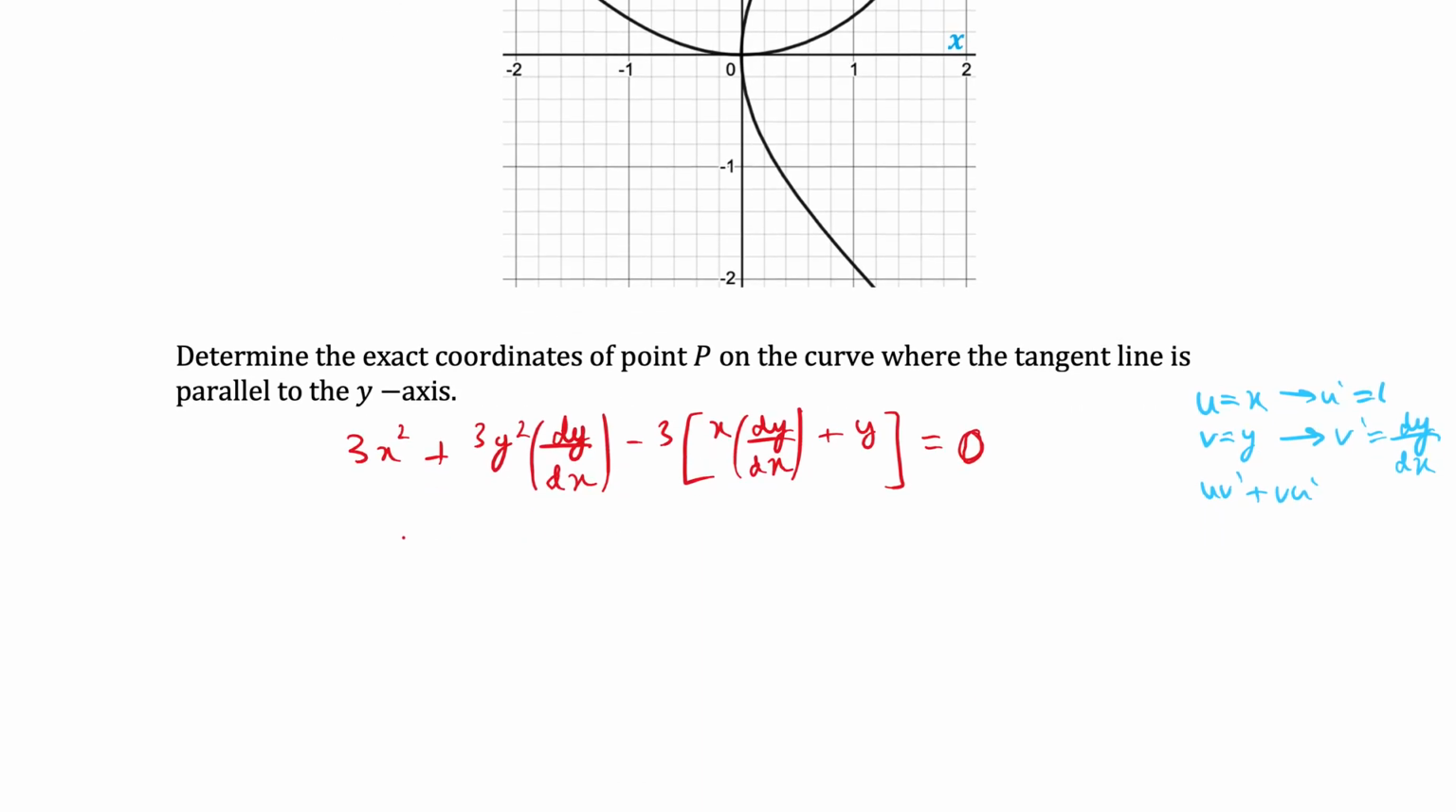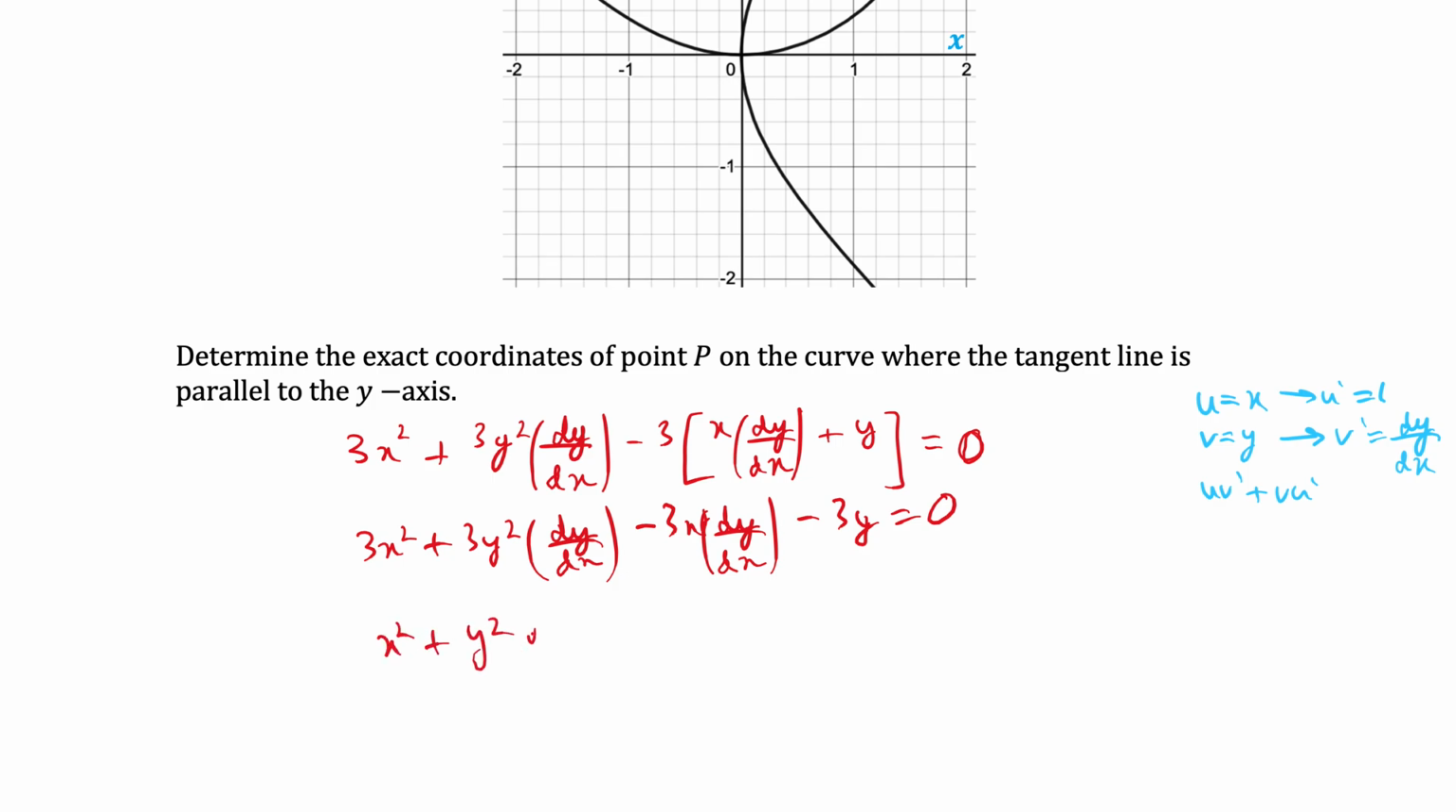Now let's expand the brackets. So we have 3x squared plus 3y squared times dy/dx, minus 3x dy/dx, minus 3y, and this is equal to 0. Now we have 3 in all of these terms, so we can factor out 3 and cancel it with 0 by dividing it underneath. So we'll be left with x squared plus y squared dy/dx minus x times dy/dx minus y, and this is equal to 0.